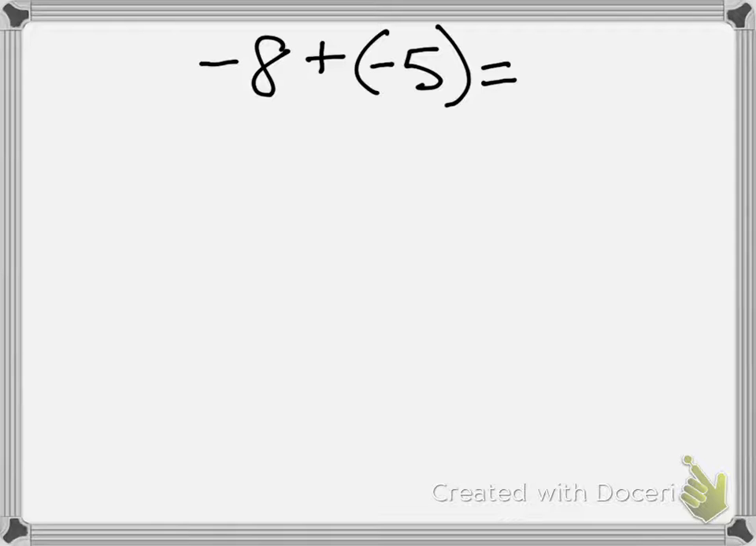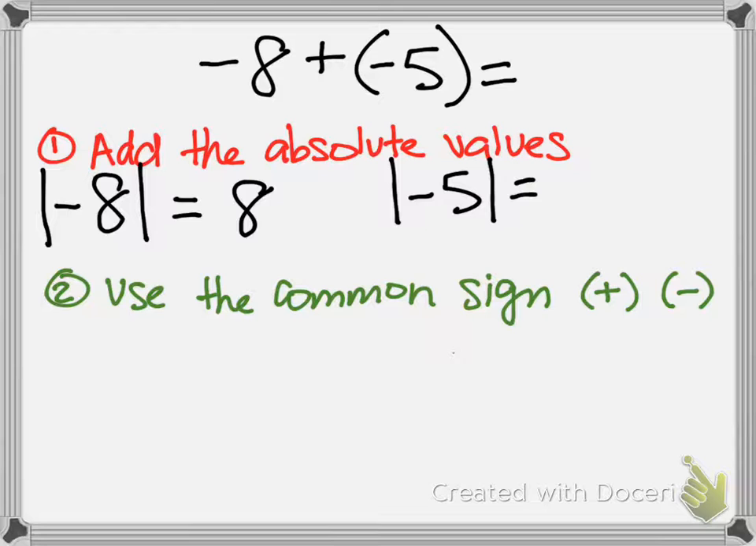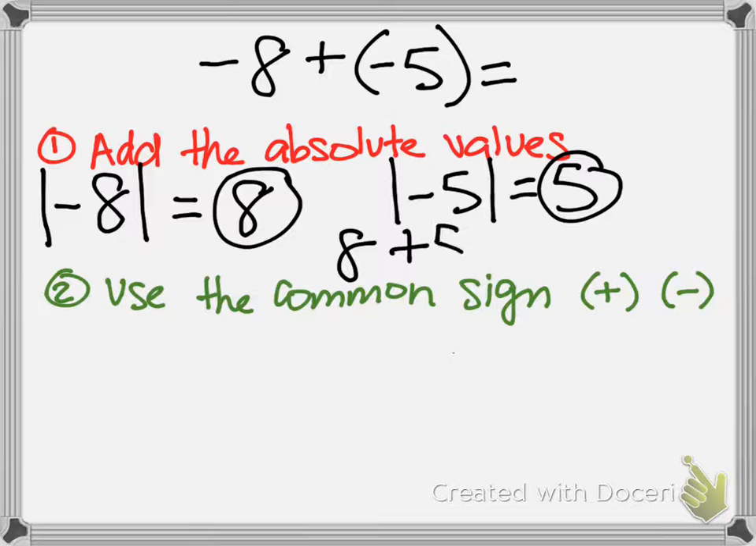Okay, here's another example. I see that I am adding, and I also see that these two numbers have the same sign, so I can use my 2 steps. Okay, so let's find these absolute values so we can add them. The absolute value of negative 8 is 8. The absolute value of negative 5 is 5. And now I need to add those two together. So 8 plus 5 is 13. Now I'm not done yet, because I need to find the common sign and put that on my answer.